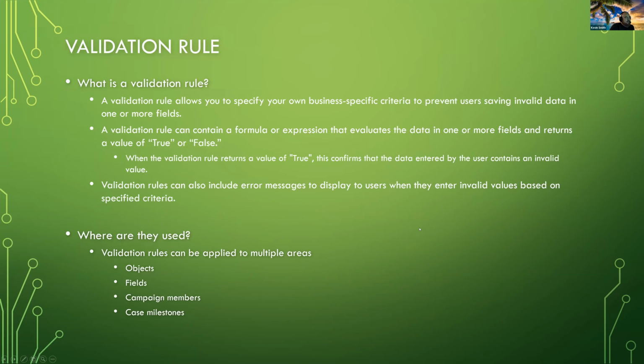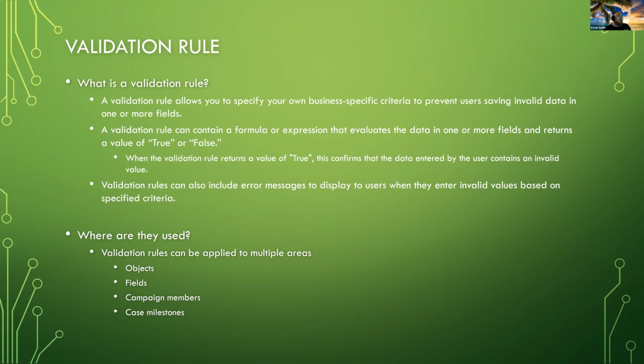Validation rules, which I've set one my whole entire career, and it was so stringent that we definitely removed that quickly. So what is a validation rule? It's a rule that allows you to specify your own business specific criteria to prevent users saving invalid data in one or more fields. A validation rule can contain a formula or expression that evaluates the data in one or more fields and returns a value of true or false. When the validation rule returns a value of true, this confirms that the data entered by the user contains an invalid value. So you don't want the true, you want a false to have it go properly.